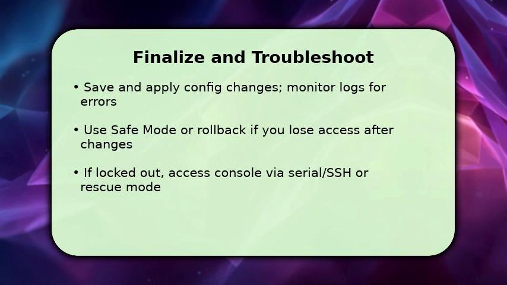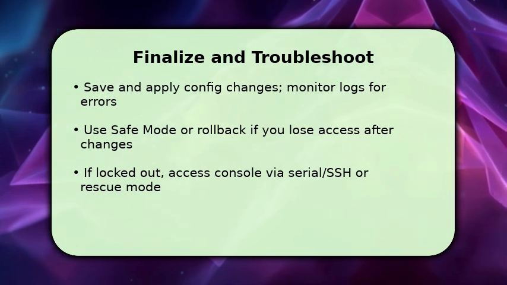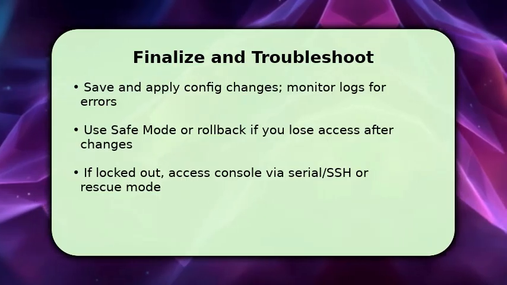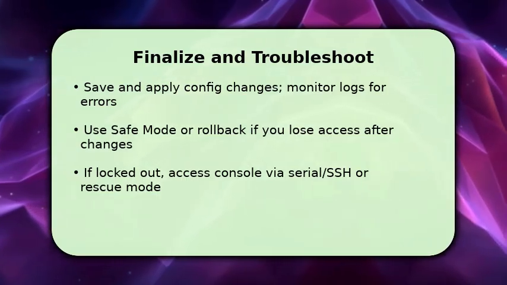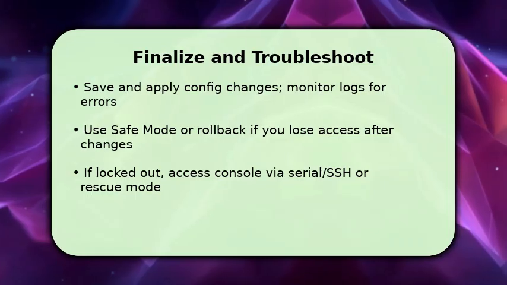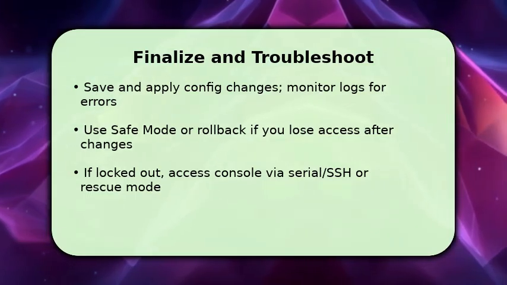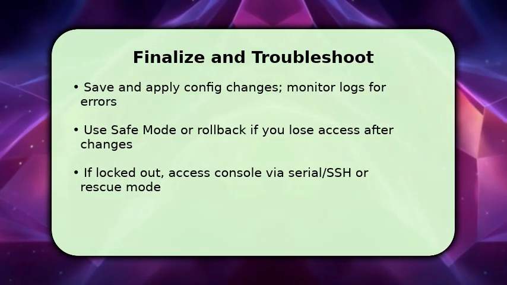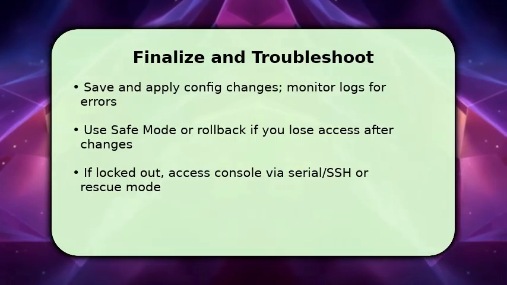If safe mode isn't available, access the firewall console via serial cable, SSH to the console user, or use rescue mode to restore backup. One key troubleshooting tip: always keep an out-of-band path to the device so you can recover connectivity without relying on the broken configuration.